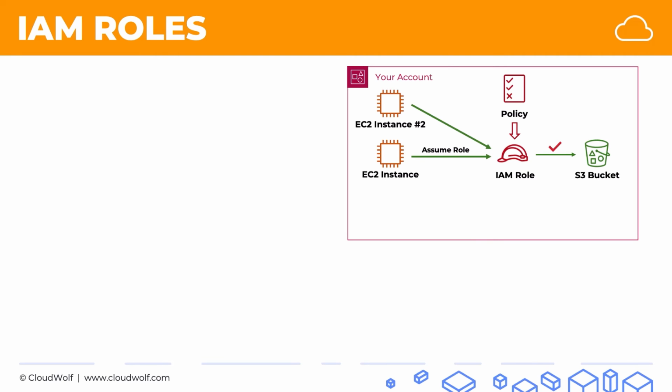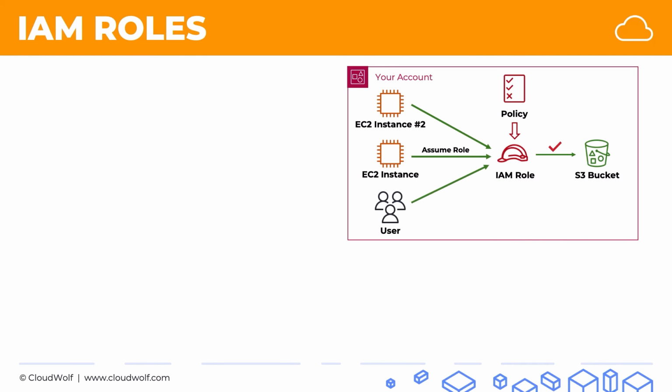Now, other resources can also access this role. Not anybody or absolutely any resource, whoever you specify inside the role. So inside the role, you'll be able to specify who can assume this role, who's allowed to put this hat on. So another EC2 instance might be able to access this role and also access this S3 bucket that way.